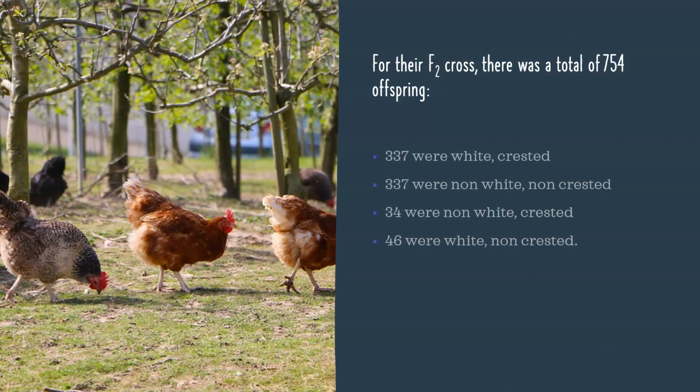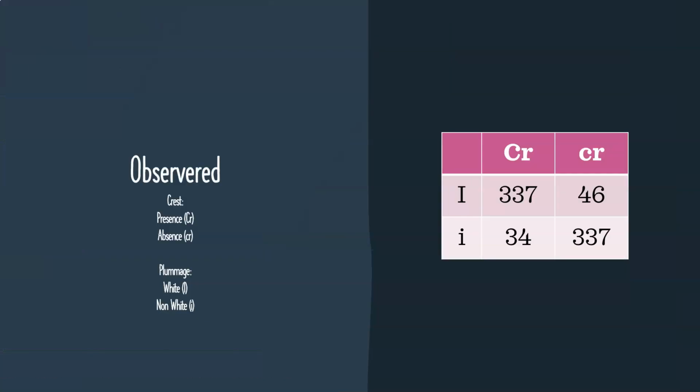So for their F2 cross, the parents have had offspring, we had our F1s, and we're looking at our F2 cross. There was a total of 754 offspring. 337 of them were white and crested, 337 of them were non-white and non-crested, 34 were non-white and crested, and 46 were white and non-crested. So we fill in our observed for each.